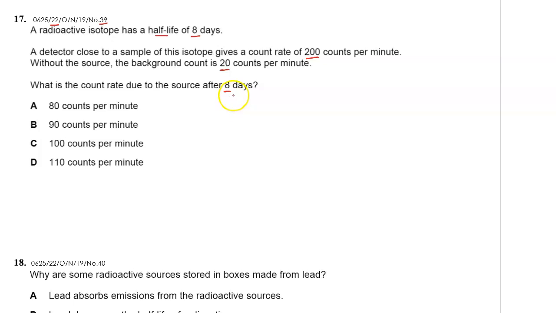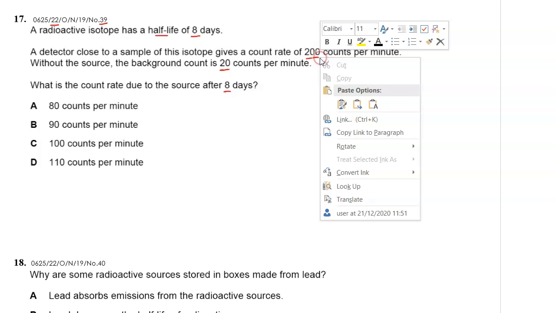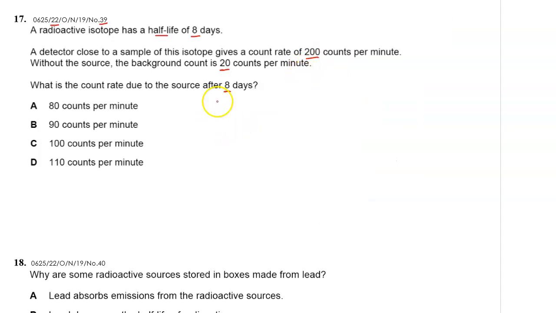So after 8 days, that would be just one half-life. To do that, we've got to get the count rate to decrease by half, or to half. And we know that we are given the background radiation here. So this count rate here contains this background radiation. So the initial count rate should be minus the background radiation, which gives us 180 counts.